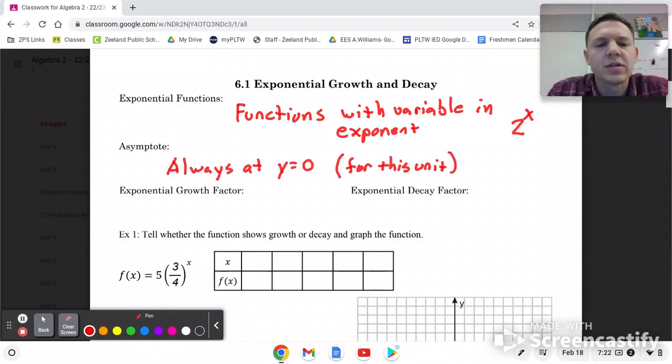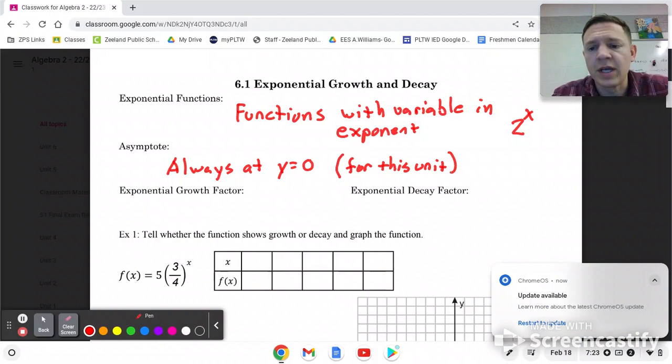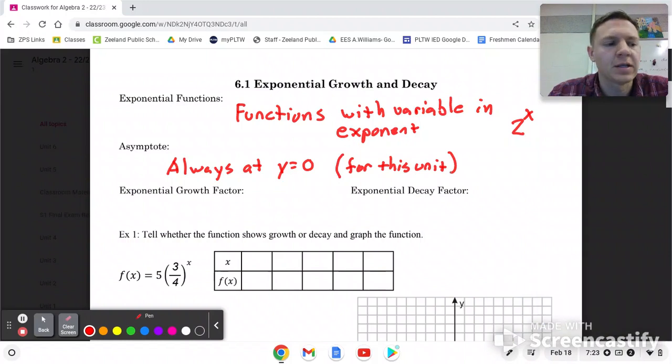And there are asymptotes for these exponential growth and decay functions. Those are always at y equals 0. An asymptote, of course, is just a line that the curve doesn't cross. So we'll have them at y equals 0 for this unit, always at y equals 0. So when we have our growth and decay functions, we usually label that b, okay?